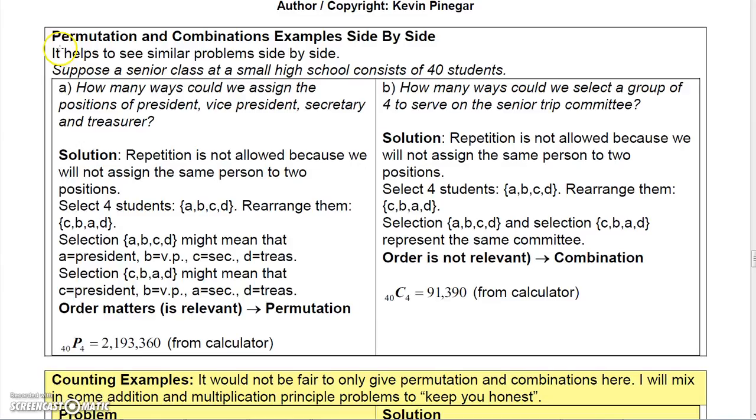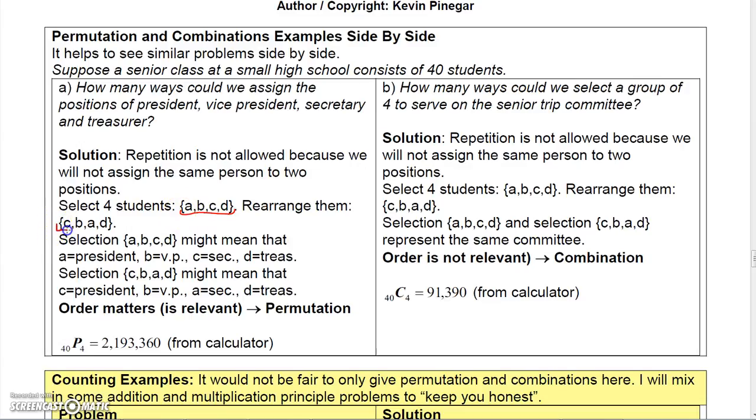Let's look at one more example. Then on the third video for this section, I will show you some problems that involve several types of counting techniques. Suppose we have 40 students in a class, and I want to know how many ways I could assign the positions of president, vice president, secretary, and treasurer. Well, repetition is not allowed because we're not going to assign the same person to 2 positions. Let's select 4 students. Let's say I choose these 4 students, A, B, C, and D. So this is president, this is vice president, this is secretary, this is treasurer.